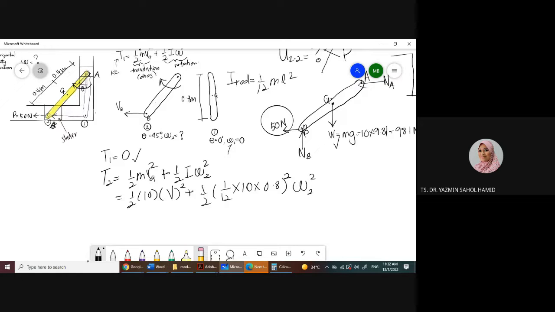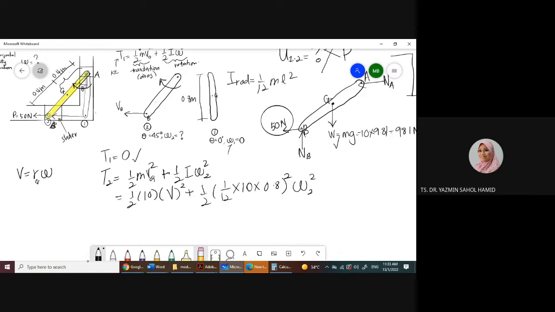So obviously we have to find the velocity. Do you remember the formula for velocity? R omega. So you need to find the velocity, R omega. So what is the R? This R is with respect to point G. So what is the R? Class? 0.4. But the R must be with respect to the angle.